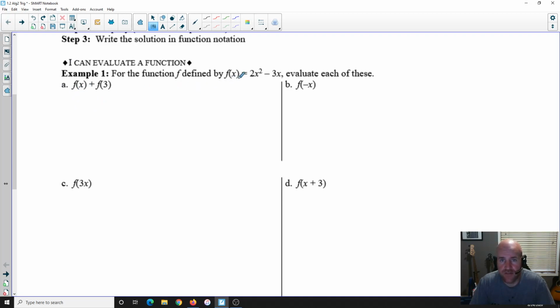So f of x. All I want to do is grab f of x and write f of x. So that is the 2x squared minus 3x. And then plus, so we're adding another function evaluated at 3. Well, same function, but evaluated at 3. So we're taking our function and plugging 3 in to all the x's.